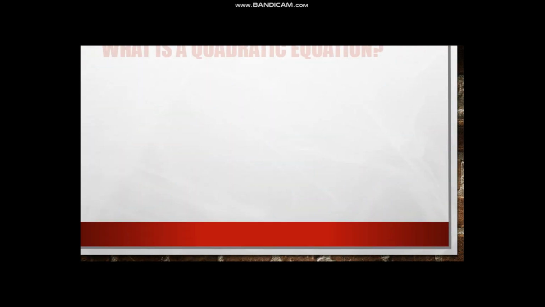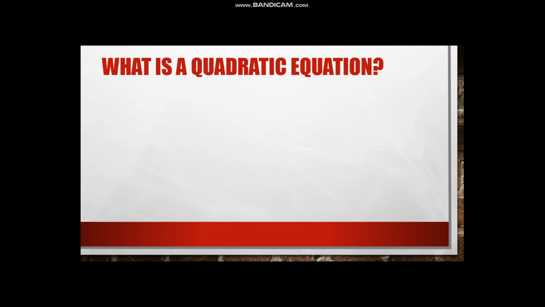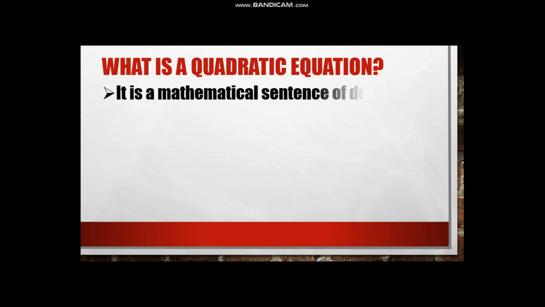First, let us know what is a quadratic equation. A quadratic equation is a mathematical sentence of degree 2, meaning to say the highest degree of exponent that must be present on a given equation must be 2.